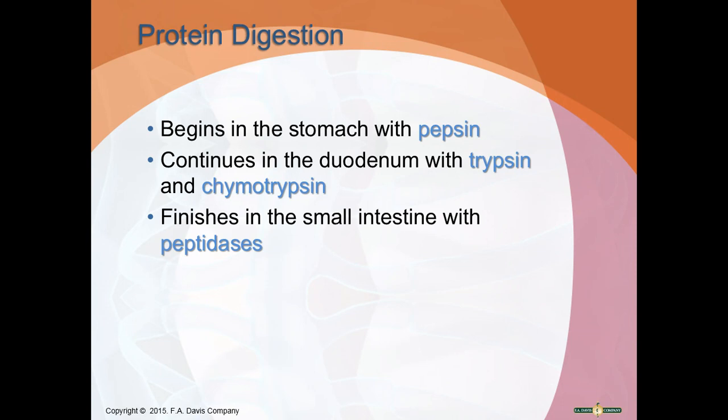When chyme enters the duodenum, pepsin is inactivated. At that point, the pancreatic enzymes trypsin and chymotrypsin assume the task of breaking apart the peptide bonds. Finally, brush border enzymes called peptidases break the remaining chains into individual amino acids that are absorbed into the bloodstream.